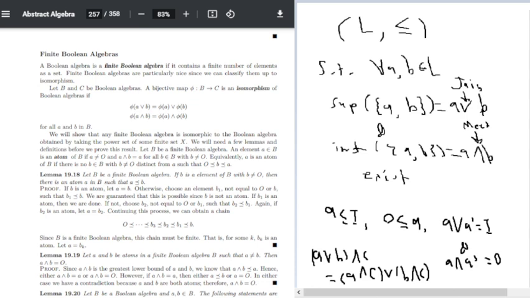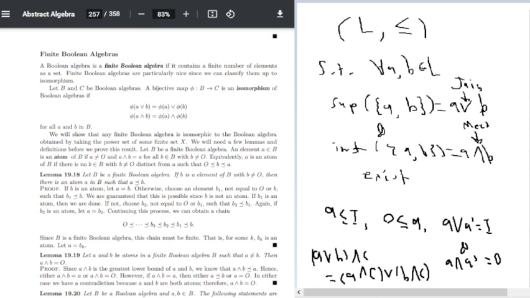Let B and C be Boolean algebras. A bijective map phi from B to C is an isomorphism of Boolean algebras if phi of A join B is equal to phi of A join phi of B, and phi of A meet B is equal to phi of A meet phi of B, for all A and B in B.